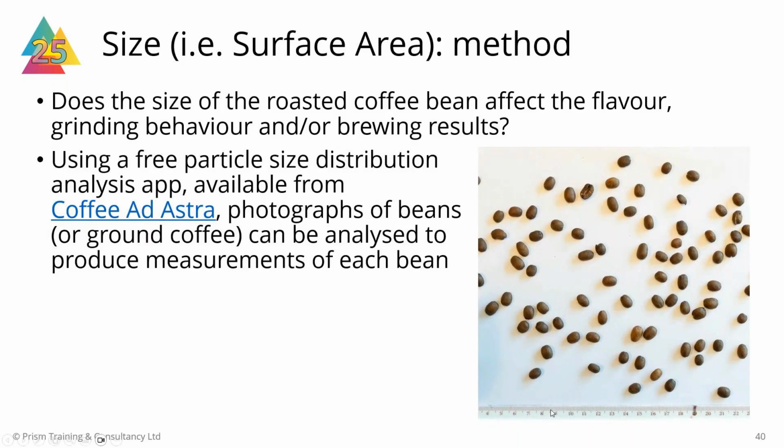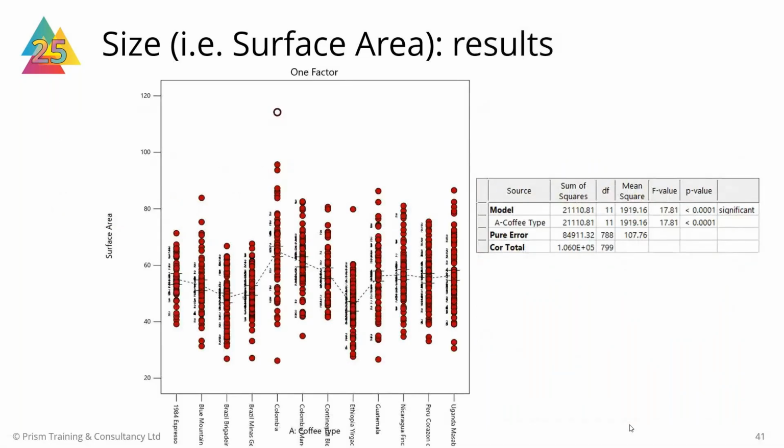So I got a point of reference, took a photo, loaded it into the app, and the app then generated lots of measurements for all the coffee beans in each photograph. And again, there's a lot of variation in the bean size within each type of coffee, but the averages are statistically significantly different from one another as you go from a 1984 espresso to a Blue Mountain, for example. So there are, again, statistically significant differences here.